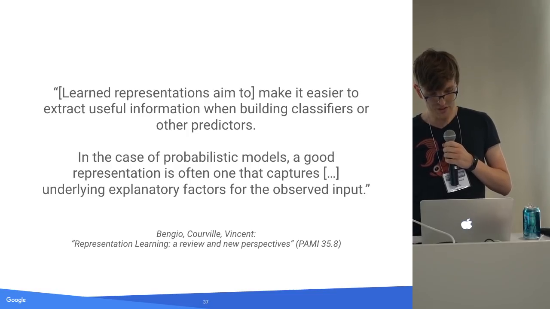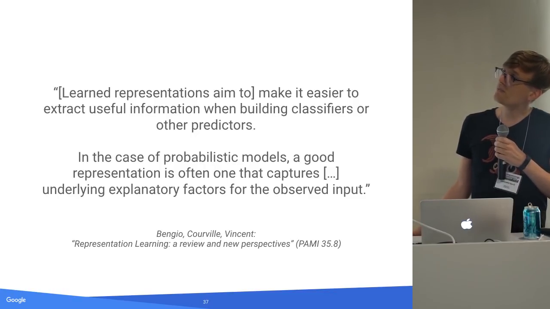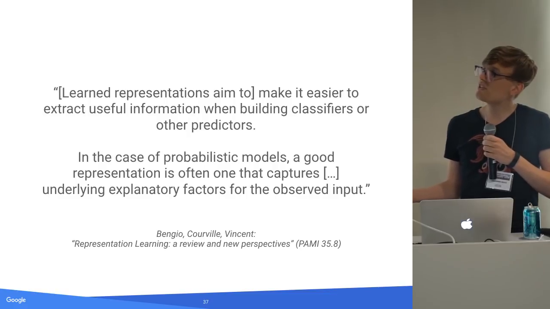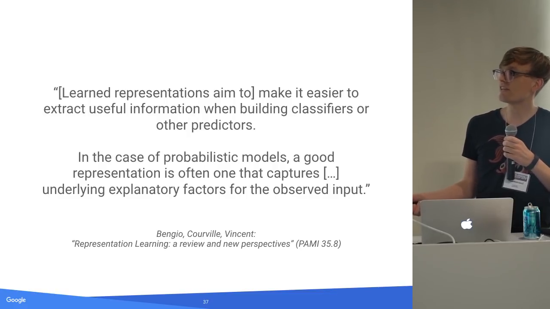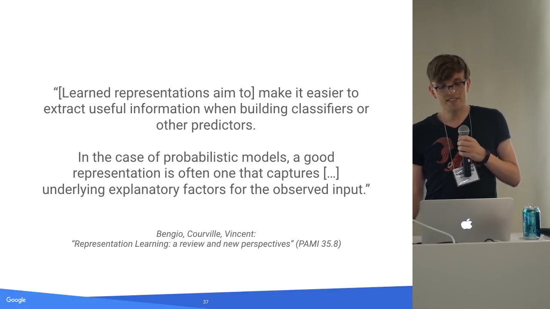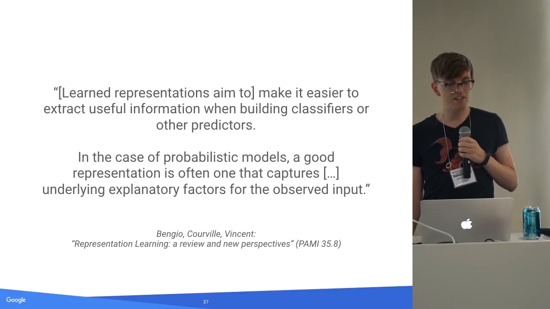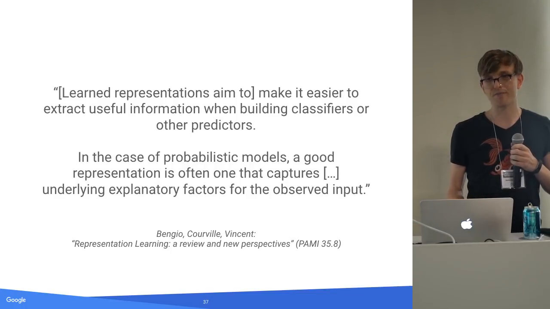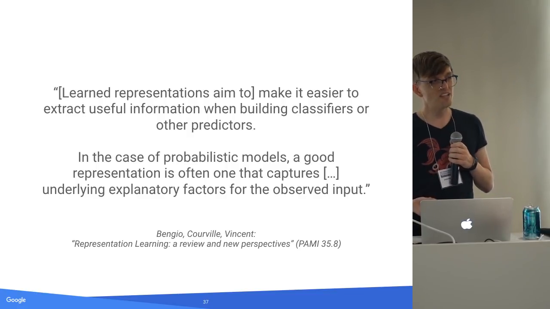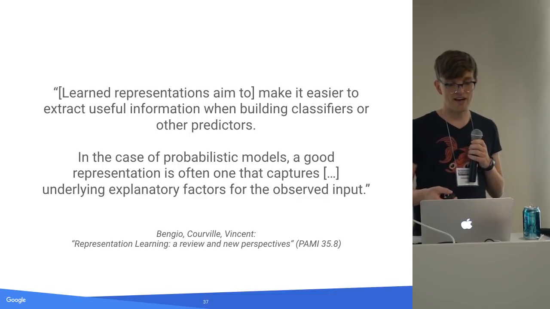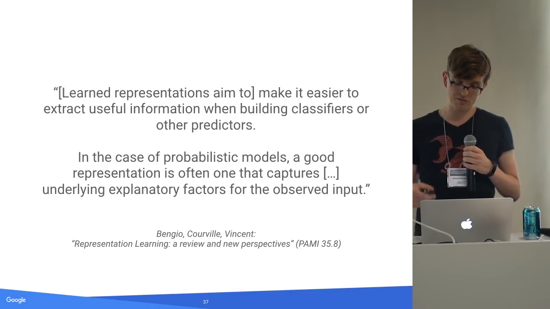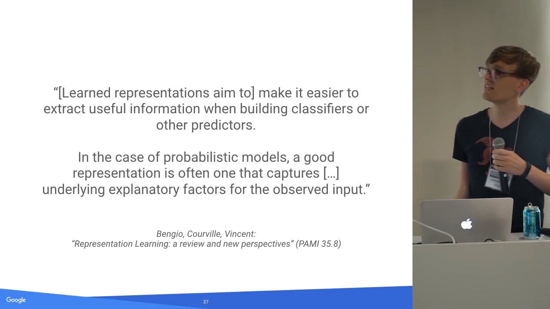Here's a definition of representation learning. It says, learned representations aim to make it easier to extract useful information when building classifiers or other predictors. In the case of probabilistic models, a good representation is often one that captures underlying explanatory factors of the observed input. So as you can see, for representation learning there isn't really a clear definition. But in general, the goal is to find an alternative representation of the data, in this case, images. If you aim to classify images, then, for example, you might want to have a representation where the classes are nicely separated. If you want to do compression, then you might want to find a representation that's decorrelated, and so on.